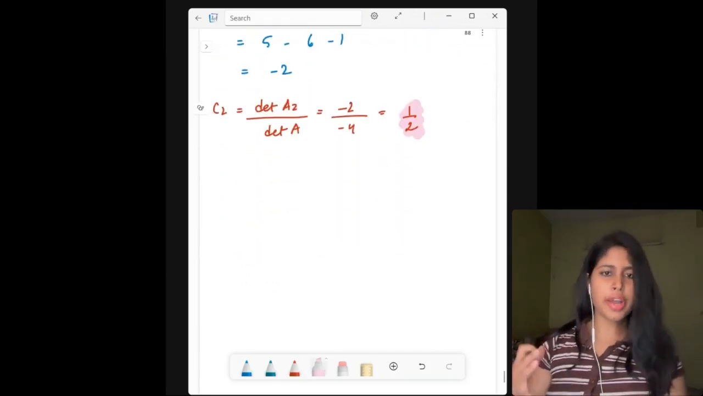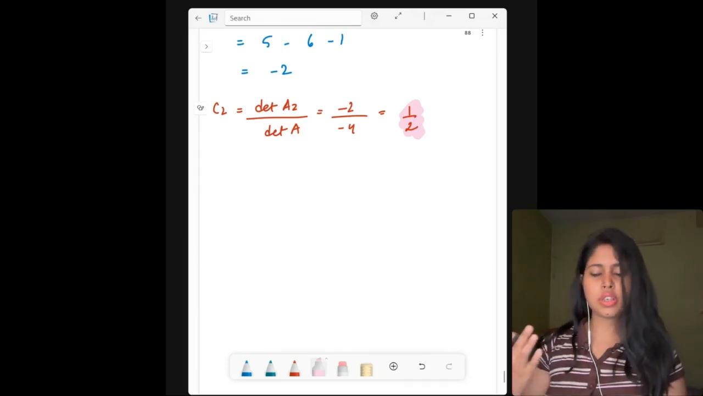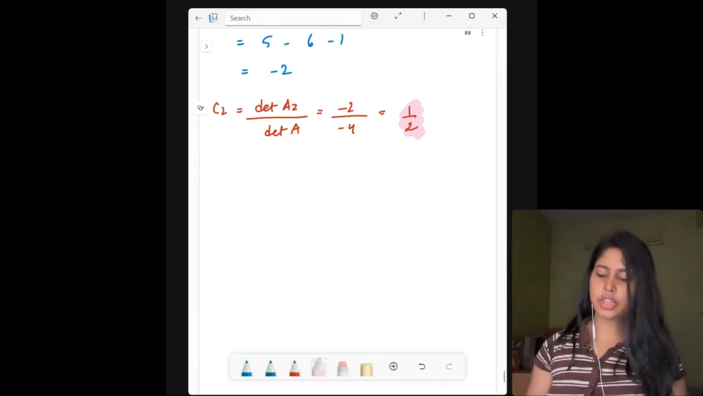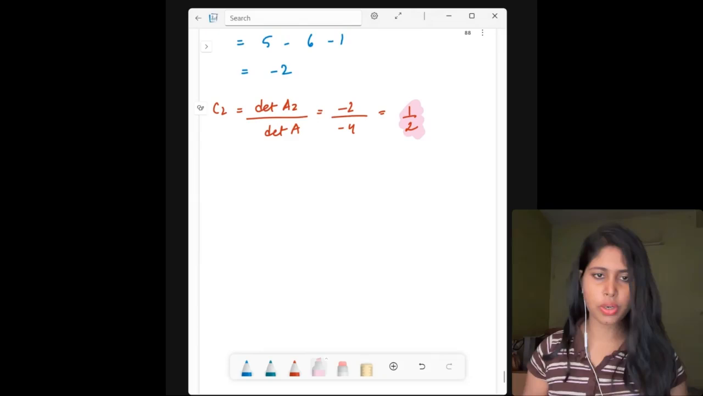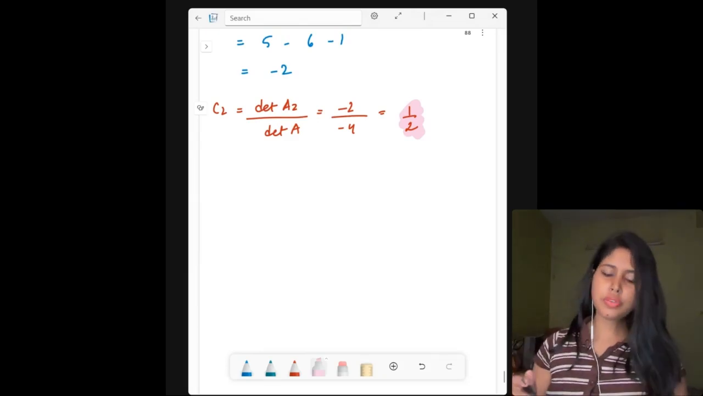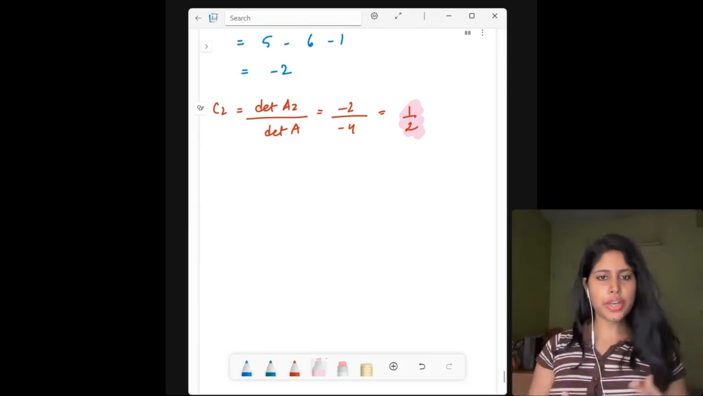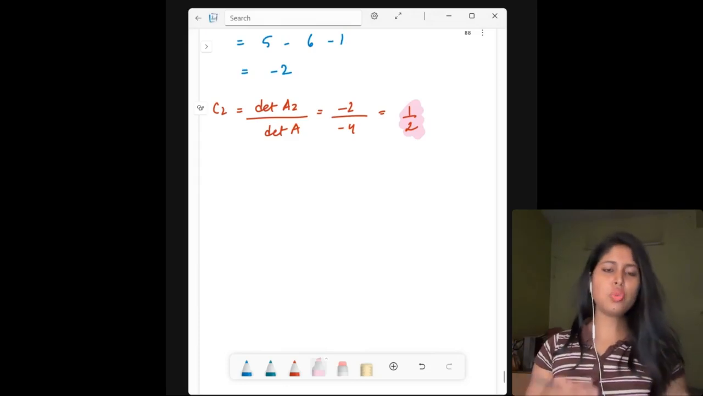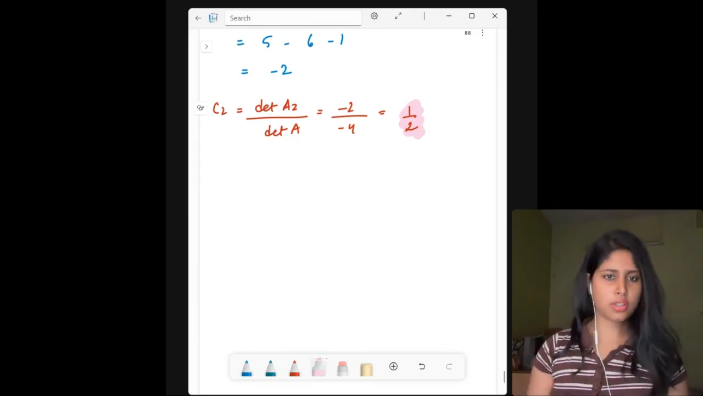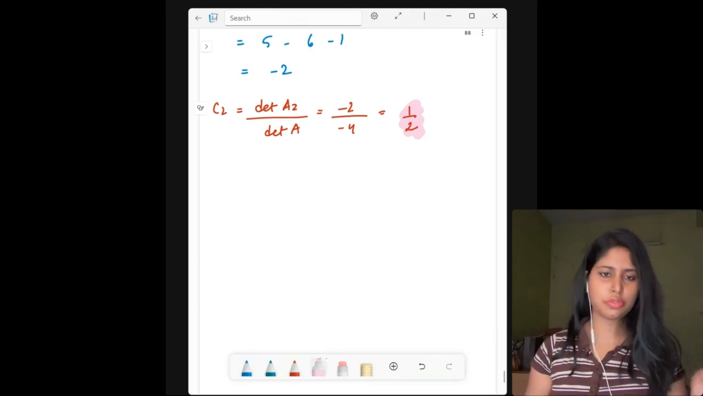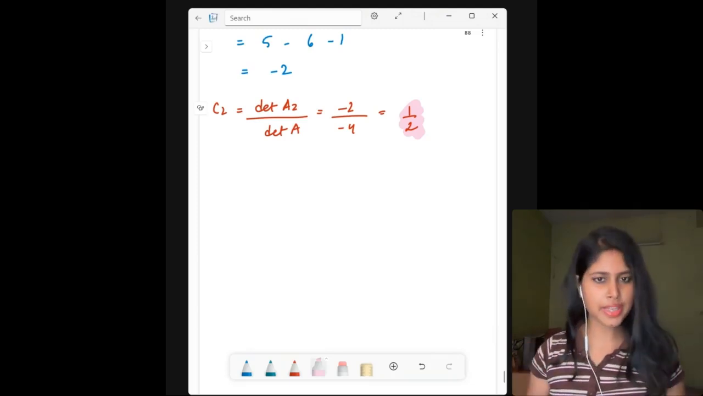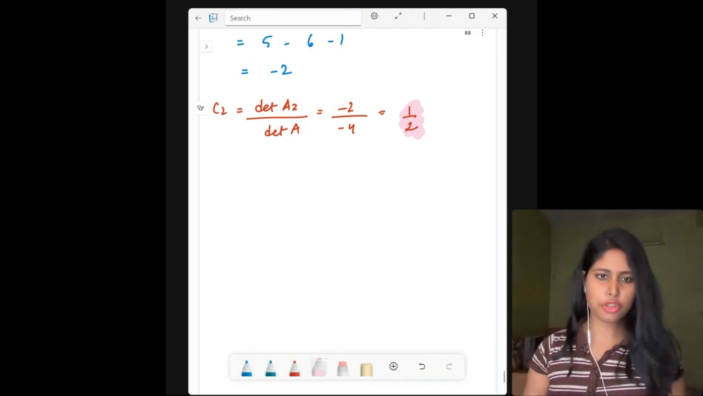Okay, so we are finding the coordinates, right? We have found our first coordinate, second coordinate, and now we want to find the third one. How do we find the third one? We will need another matrix A3, right? And for A3, we need to replace the third column with the constant matrix, and the other two, the first and second columns, will remain the same as the original coefficient matrix.